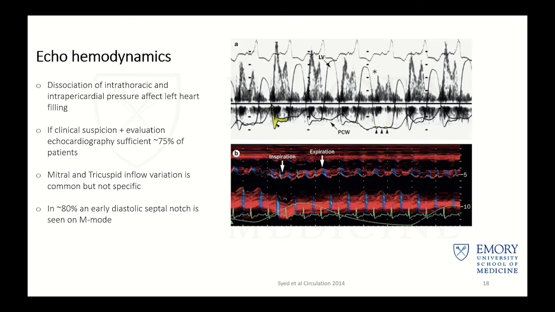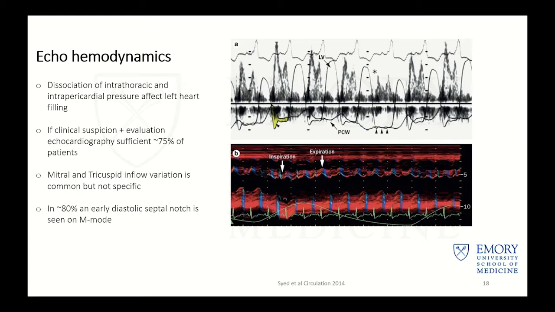Okay? And M-mode is actually a very good tool to assess the septal shift. It's present in about 80% of patients with constriction. You have this shift with inspiration. Obviously, you need to have a respirometer during the study when you do your echo. So with these findings, as we go into the echo hemodynamics, clinical suspicion and echo are sufficient in about 75% of patients, but it should be a very good echocardiography study, and that's not really possible in every patient.